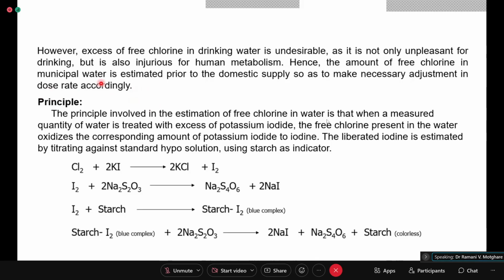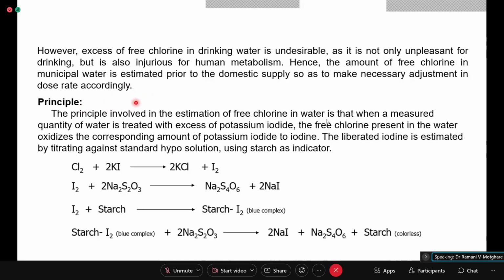If excess chlorine is there, then early morning, if you collect the water supplied to the locality, the municipality will be treating it and sterilizing it. So a lot of chlorine smell will be there in the water. That should not be there, or it should be only to a certain extent.